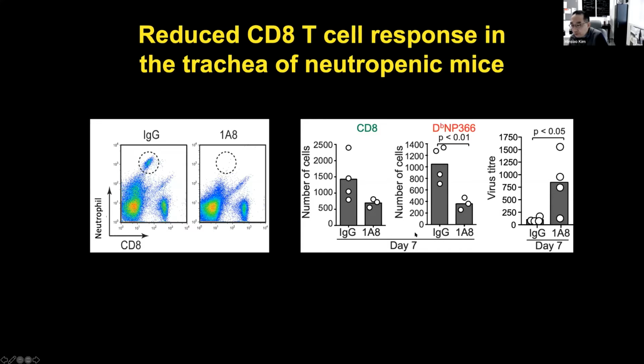Whenever we deplete neutrophils, the overall CD8 T cell response starts to decline, and especially the virus-specific CD8 T cell response was very significantly suppressed. And because of that, the virus clearance was also very delayed.